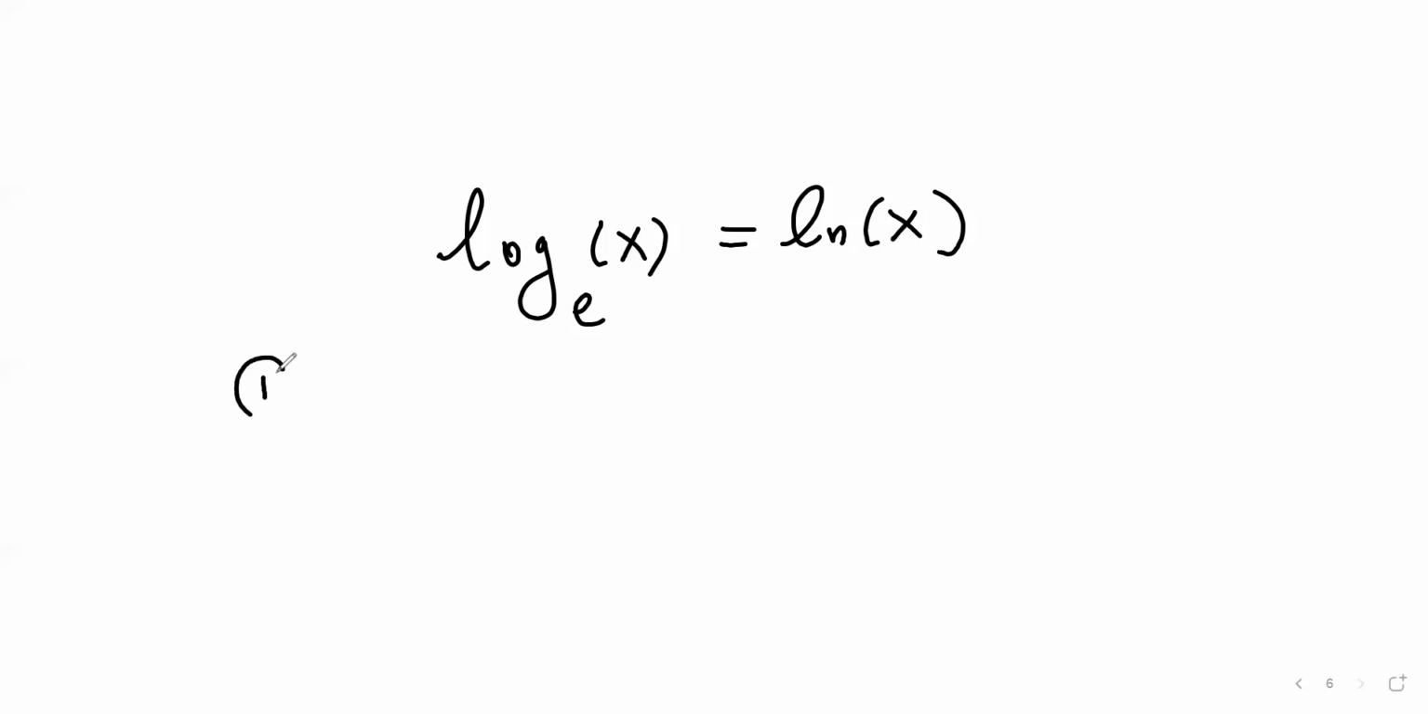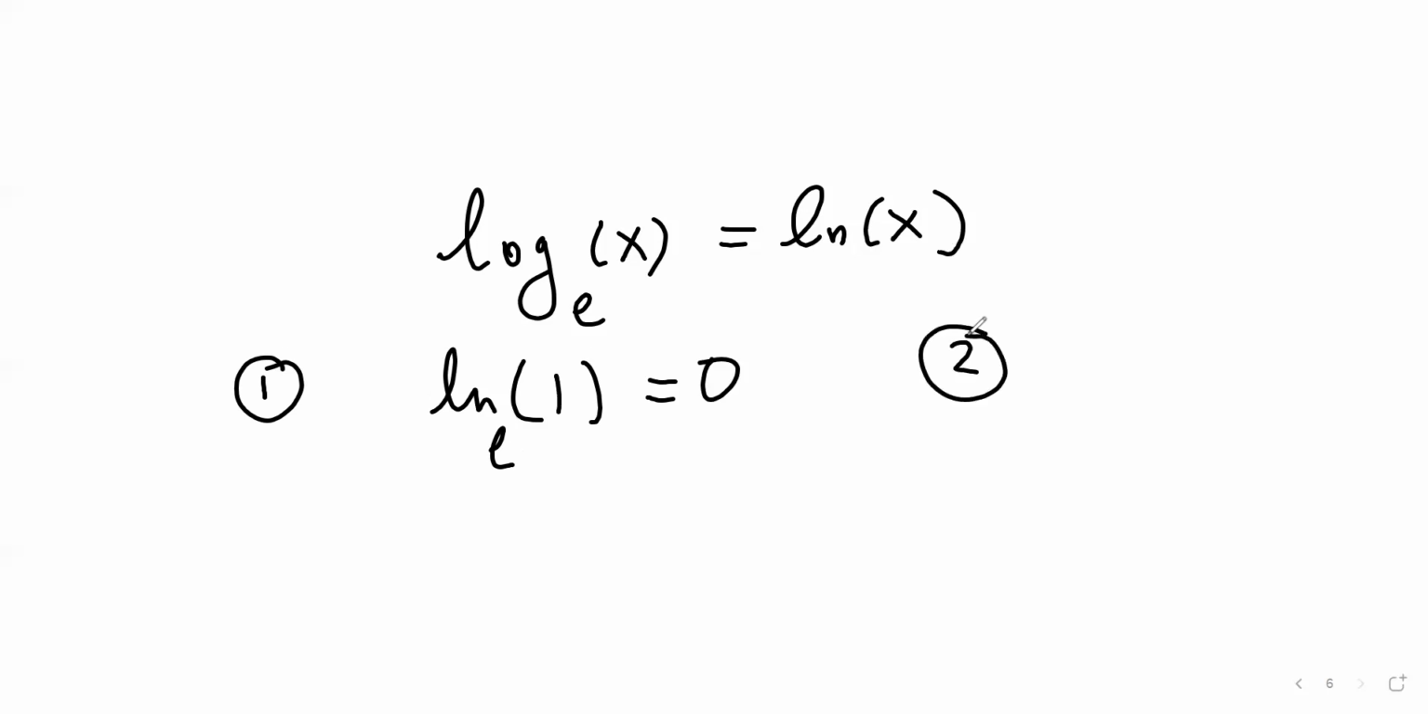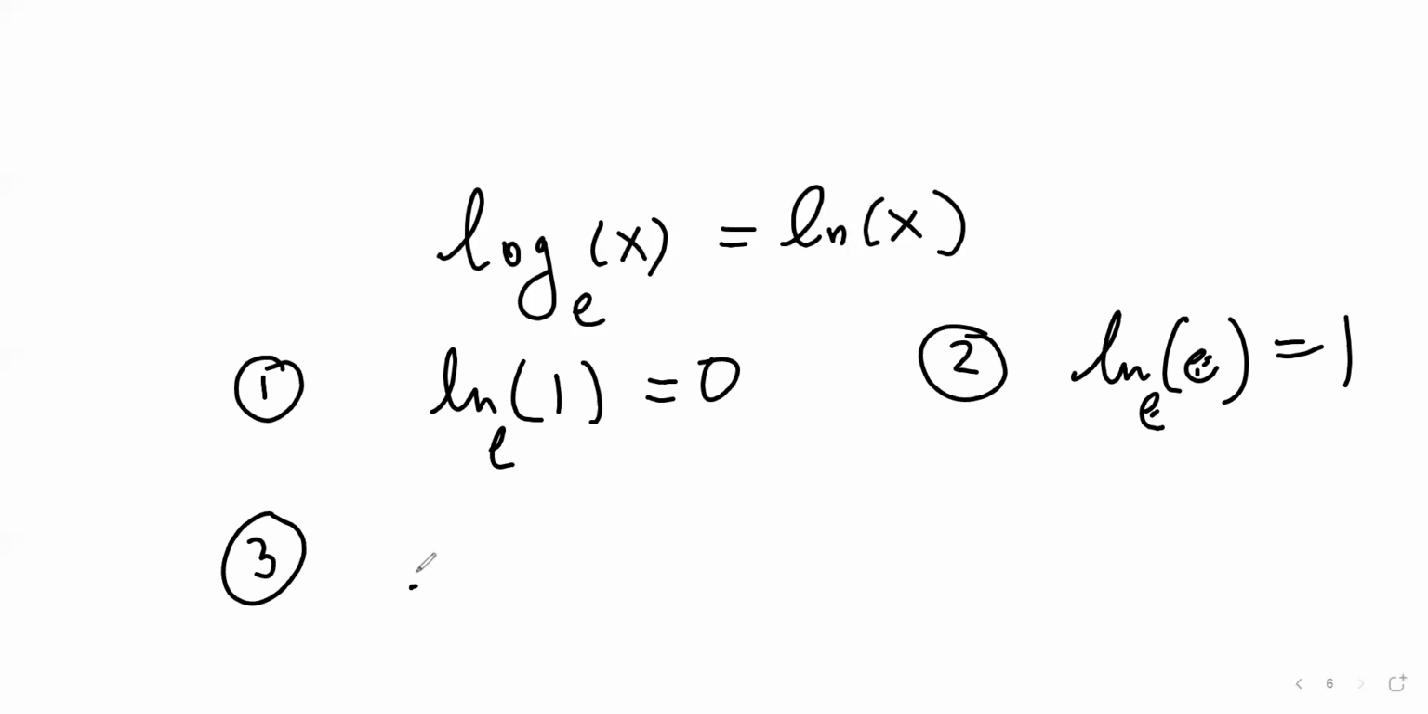The first property: ln of 1, if the input is 1, we always get 0, and the same thing with the logarithm. Let's say ln of e. The base is e, so if these two are the same number, you just get 1. Property 3: ln of e to the, let's say, some number x. We know the base is e, so we don't write it. When these two are the same, you just get x.